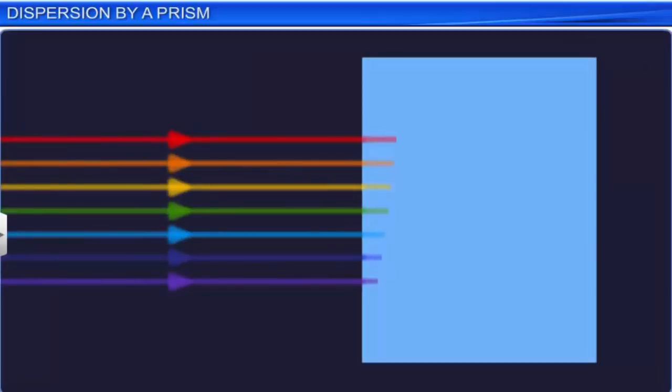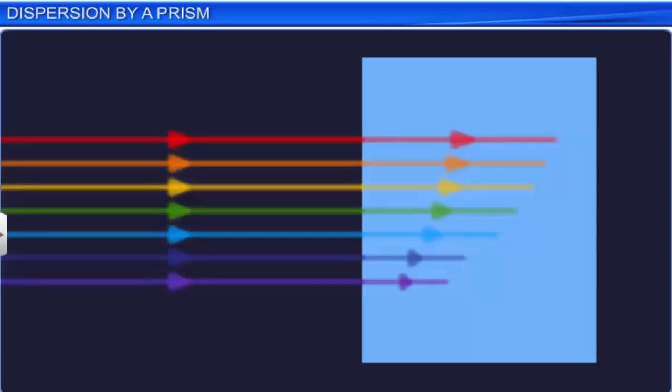But in a material medium, the speed of light is different for different wavelengths. More the wavelength of a light ray, more is its speed in any given transparent material medium. That means, in a medium other than air or vacuum, the speed of red color light is the highest and the speed of violet color light is lowest.